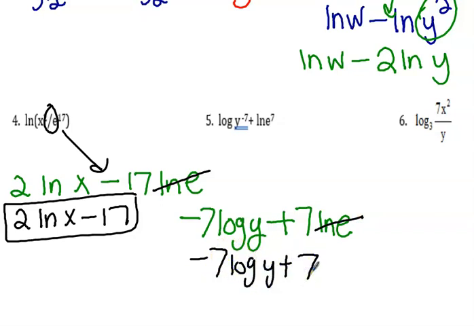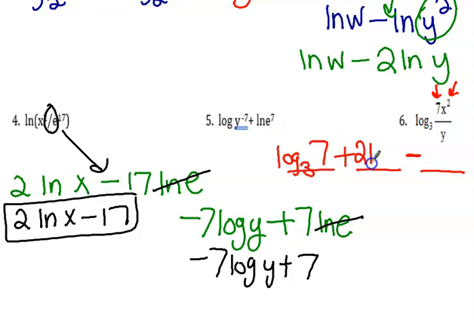All right, for number 6, you're actually going to have 3 things because the 7 and the x squared are multiplied together. So you're actually going to split them up with the plus, and then the y on the bottom will be a minus. So again, try number 6 and check back. All right, so we have log base 3 of 7, and then we have 2 log base 3 of x, and then minus log base 3 of y. Again, make sure you put that 2 in front because that was the exponent to x squared.